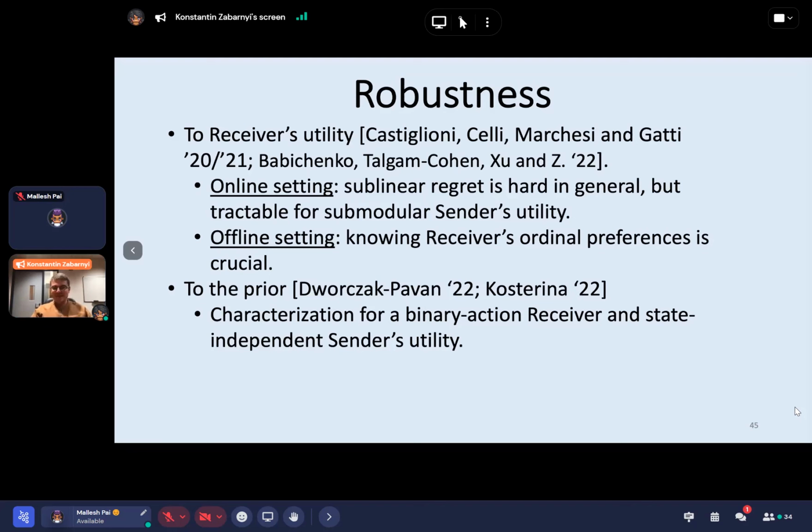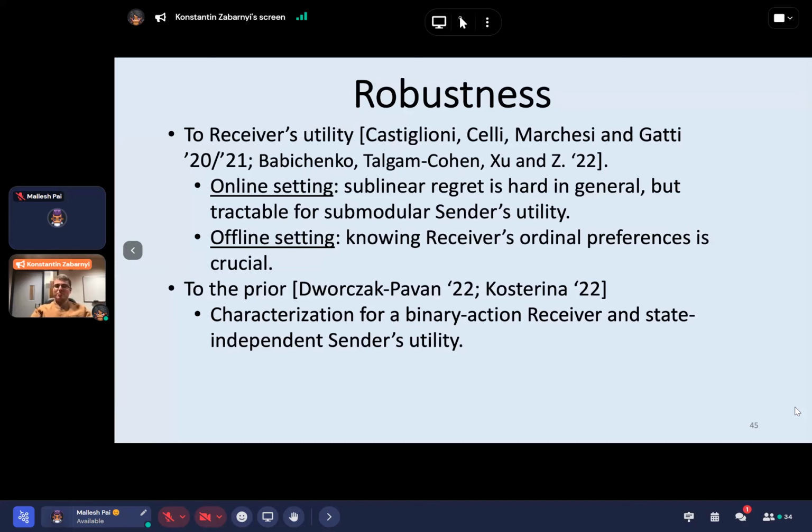And in this setting of a single-shot game, it turns out that knowing the receivers' ordinal preferences makes the difference between ensuring virtually no guarantees and ensuring a regret which is relatively good. And ordinal preferences might be reasonable in practice, because, for example, when you advertise a phone, you may assume that the buyer would prefer buying a lighter phone rather than a heavier one, but maybe not to what extent.